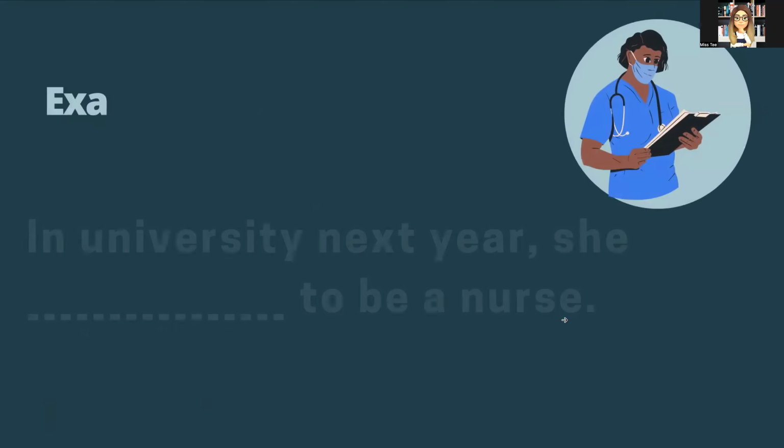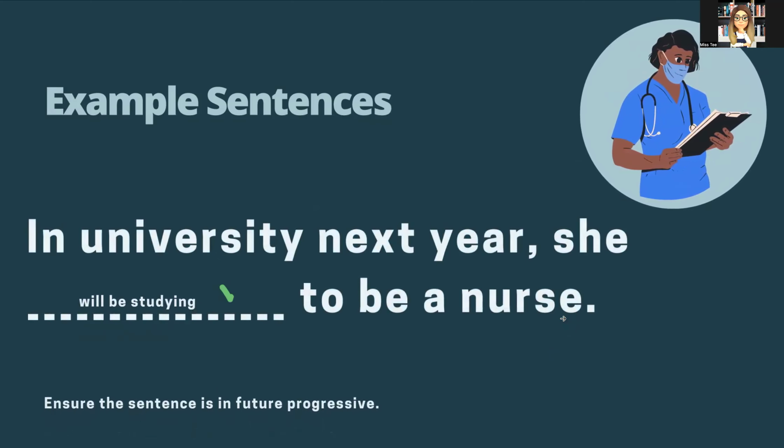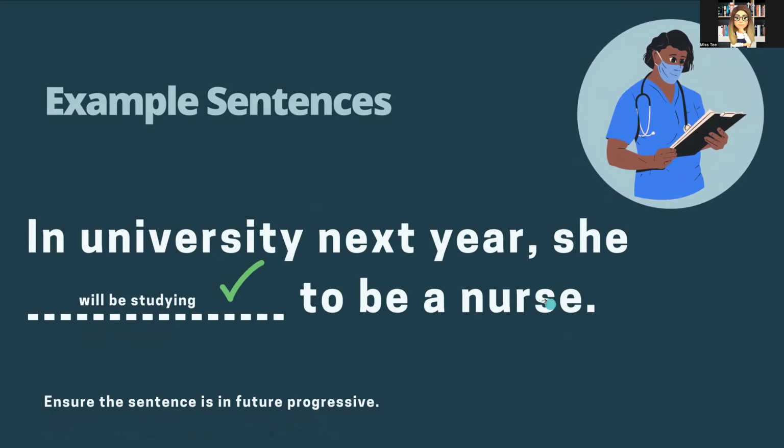Let's see. She will be studying to be a nurse next year. So we have she, so we're going to have will be, but because it's future anyways, this she doesn't really impact it very much. But will be shows us that we're going to be talking about the future, and then we put ing on the word study to show it's going to be progressive.